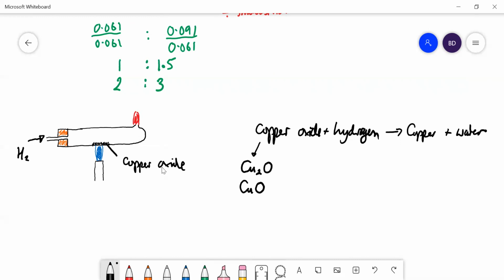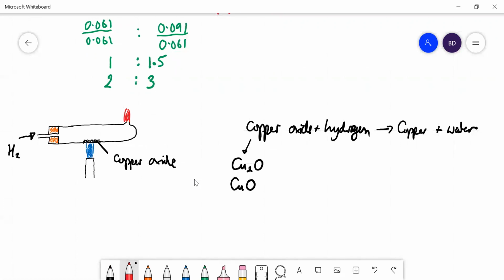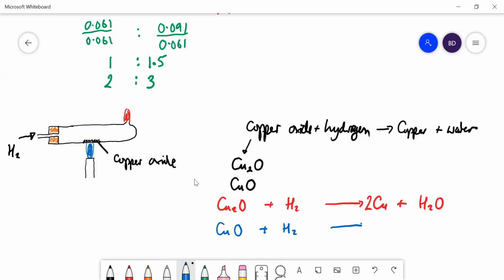So let's write down the two possible equations we could have there then. If it's copper 1 oxide, the equation would be Cu2O plus hydrogen gas goes to 2 copper atoms and 1 H2O. If on the other hand it's copper 2 oxide, then you have CuO plus hydrogen, and that will give you 1 copper that time. Okay, so we're going to find out which of those equations is right, and tell us equation 1, equation 2, and which one is which.